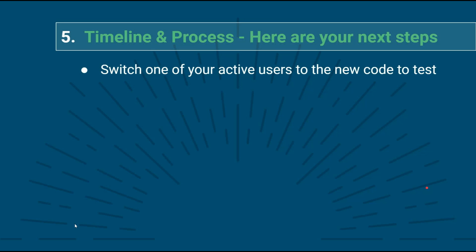Once you've done that, go ahead and switch one of your active users to the new code and make that transition for them. Preferably somebody that has active volume that's doing traffic. Maybe it doesn't have to be your number one client that's doing all your volume, but somebody maybe kind of in the middle.